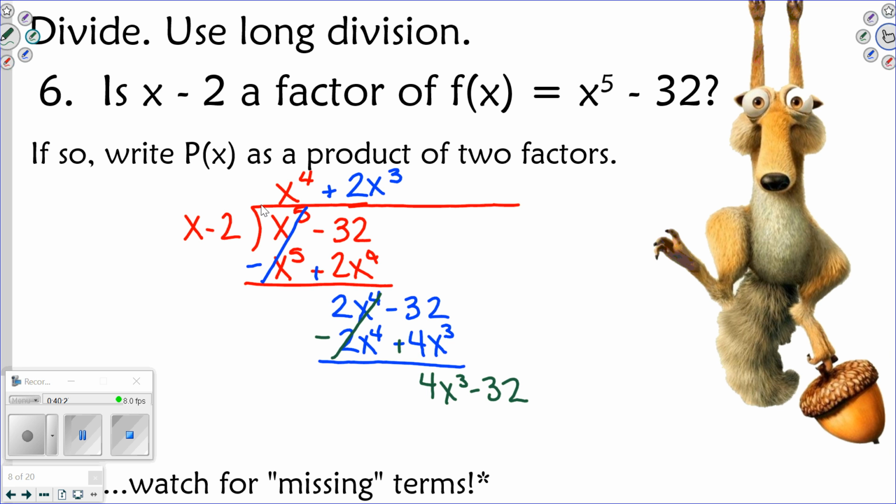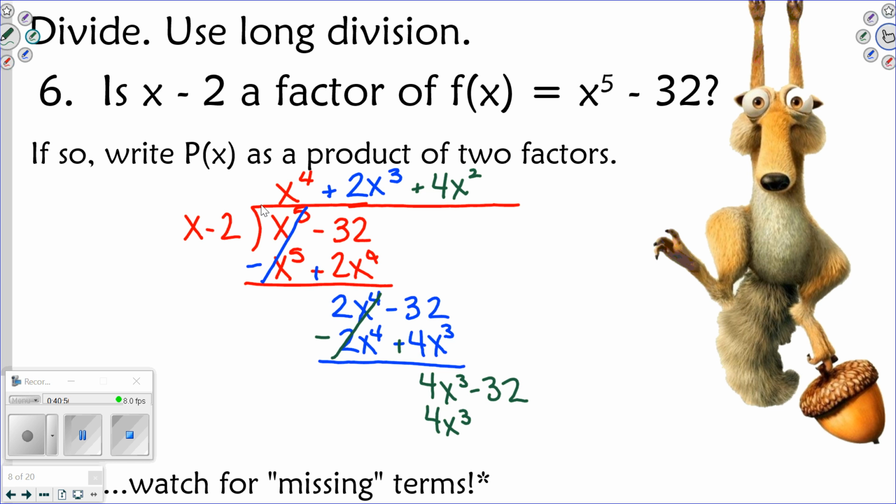I think it is. Start again. What do you multiply x by to get 4x cubed? 4x squared. Jonas, you think it's fun, don't you?